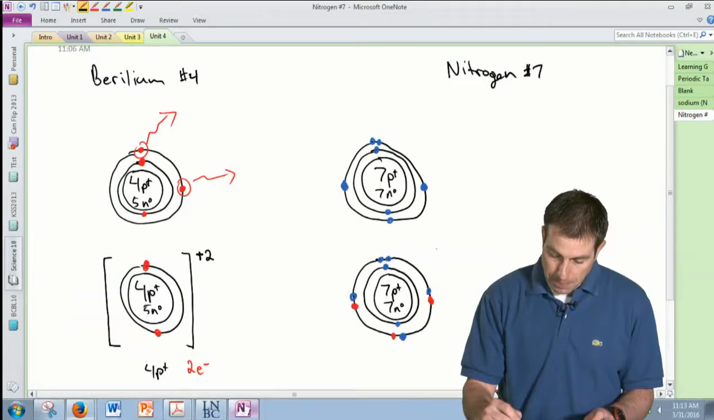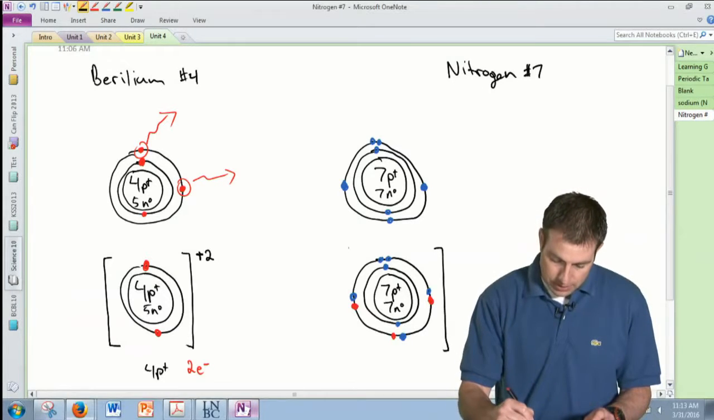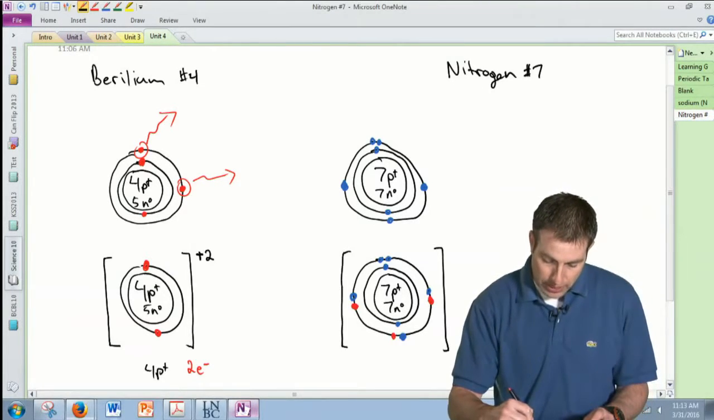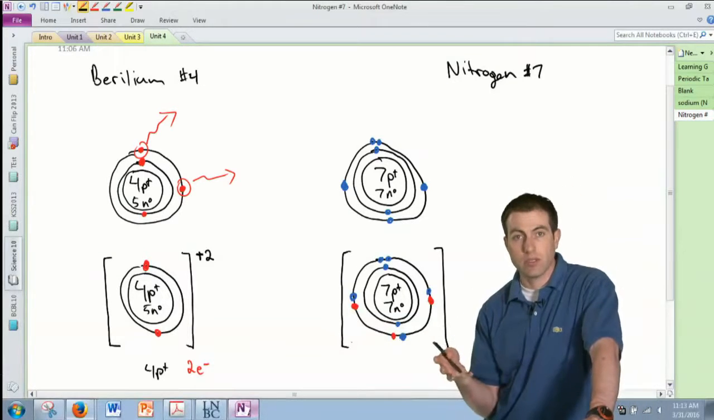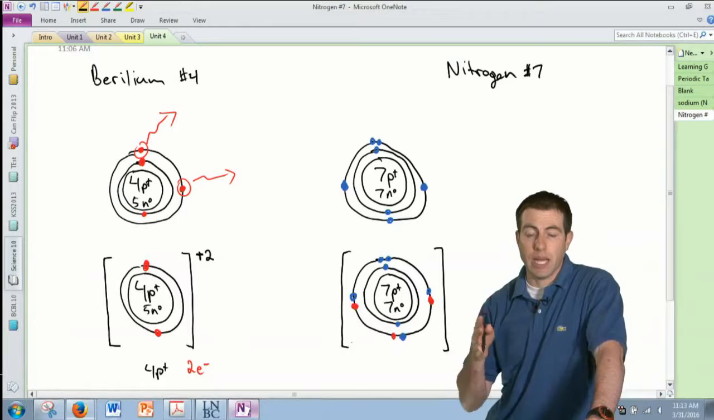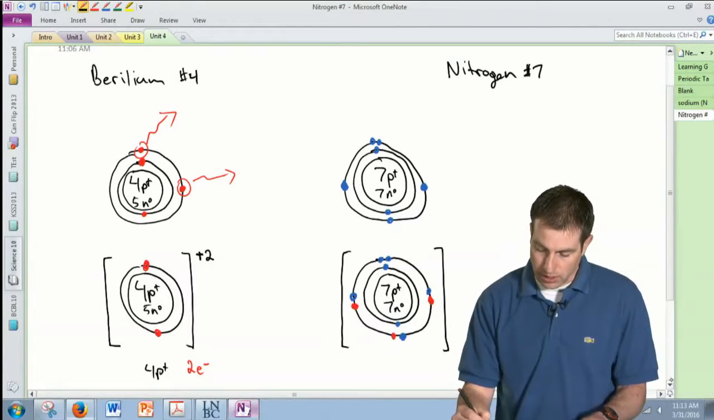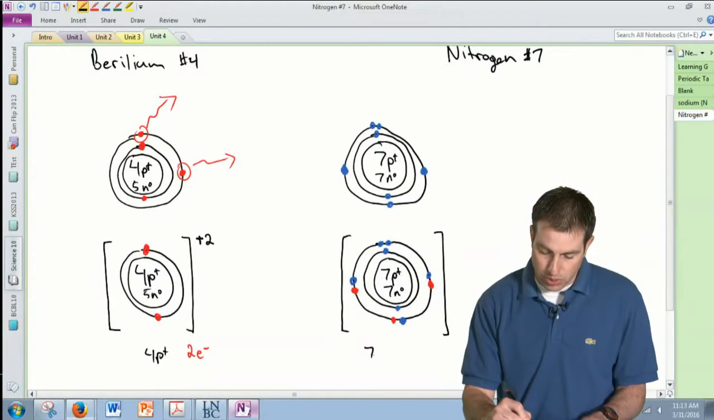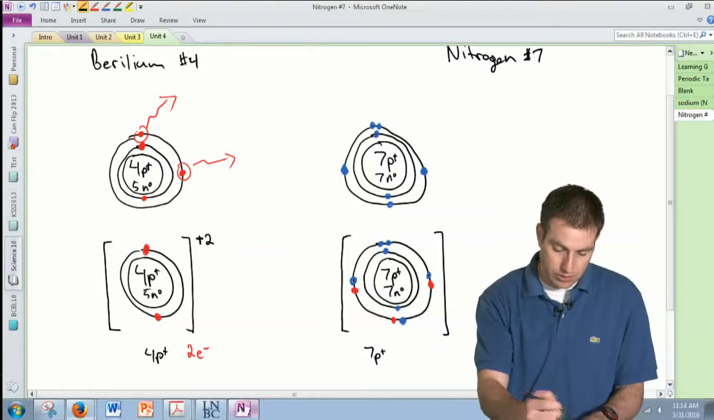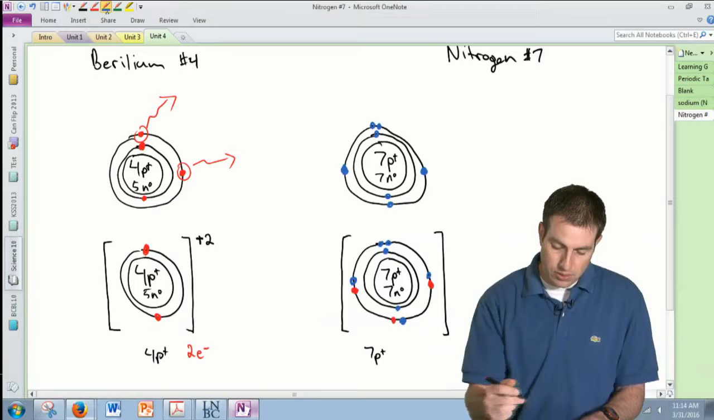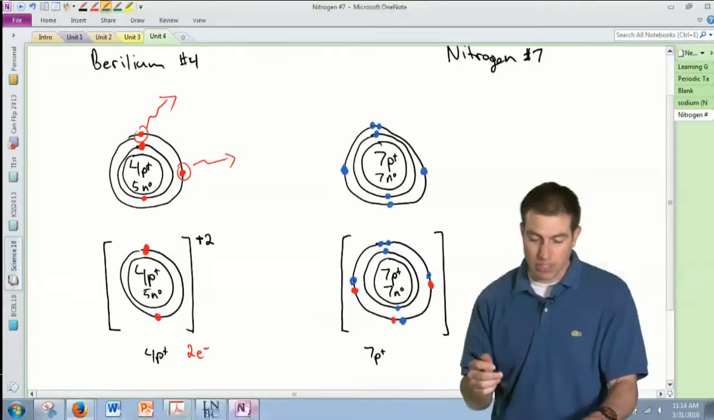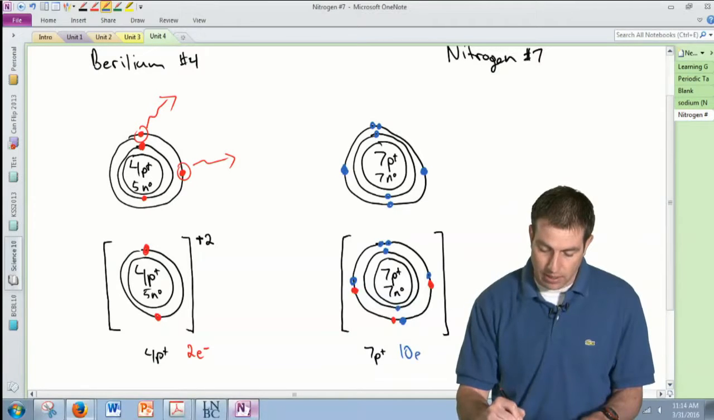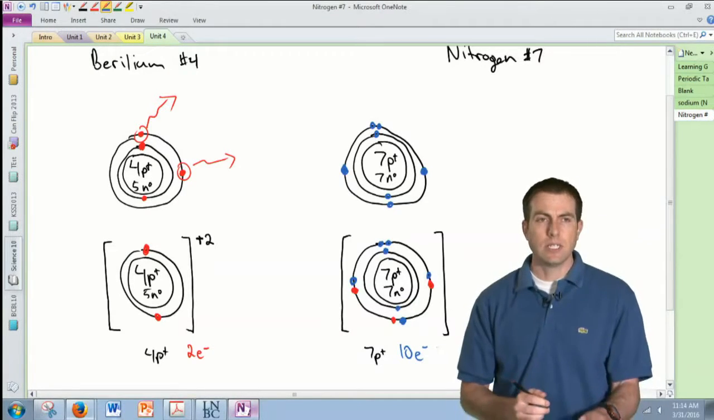All right. Now we're getting back to these brackets again. Why do I put the brackets in? Well, it's no longer an atom. The number of protons and electrons aren't the same anymore. We have an unbalanced amount of protons and electrons. Now, we have 7 protons. That never changes. It's always going to be the same for nitrogen. But in this case, the electrons has changed. I had 7, but now I've gained 3. So now I have 10 electrons.